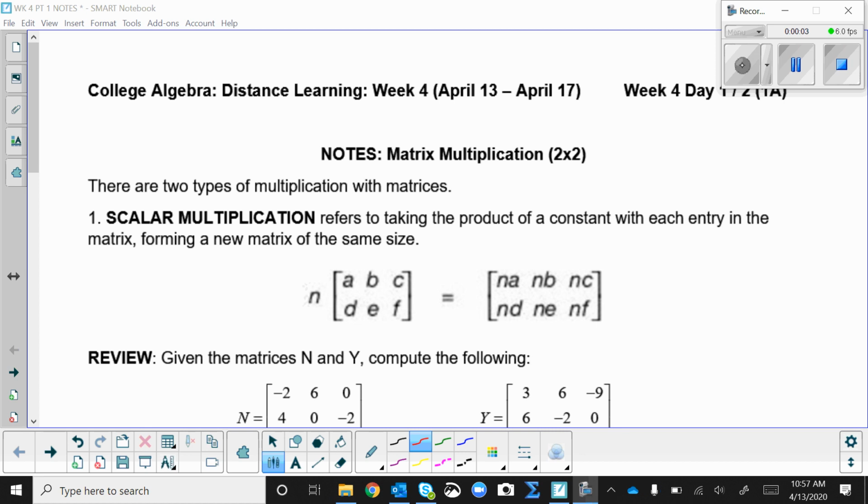All right. Last week we introduced you to matrices. We talked about adding, subtracting matrices. We talked about scalar multiplication. This week we're moving into matrix multiplication. Today's lesson we will multiply matrices that have dimensions 2 by 2. And then tomorrow we will move into matrix multiplication for all sizes of matrices.